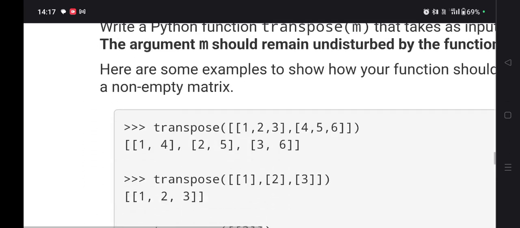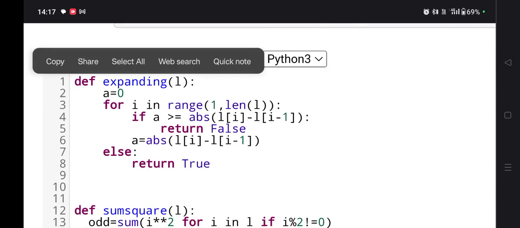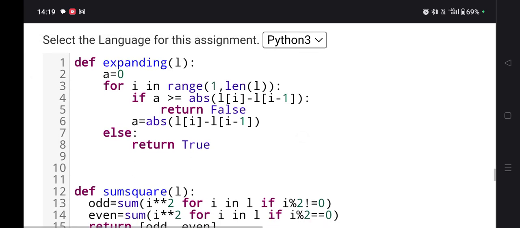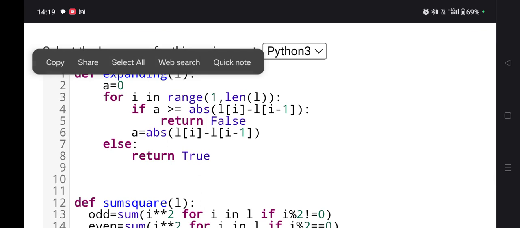So we have written the answer here. You can see initially we are writing a is equal to 0, then i is running from 1 to the length of this list. If a is greater than the absolute difference between the two elements, then return false, otherwise the return will be true. So according to the question, if this statement is wrong then false, otherwise the answer will be true. So this is your answer.